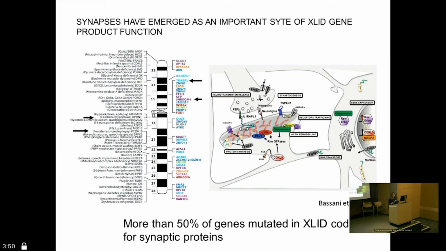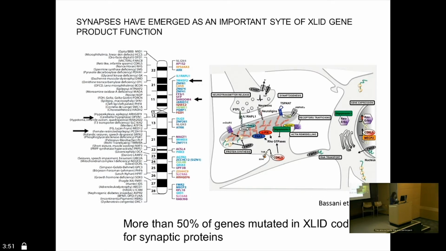Recently, in the last 10 years, many papers demonstrated that more than 15% of genes mutated in X-linked intellectual disability code for synaptic proteins, and they are involved in many brain functions, such as synaptogenesis, receptor trafficking, and protein synthesis. So we think that one of them is protocadherin 19, and a couple of years ago we started to study the molecular function of protocadherin 19.